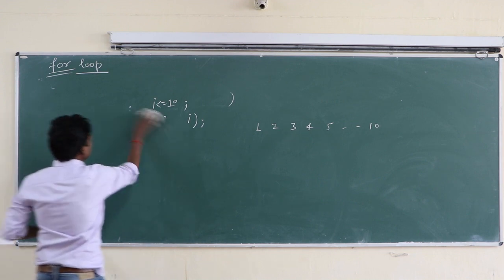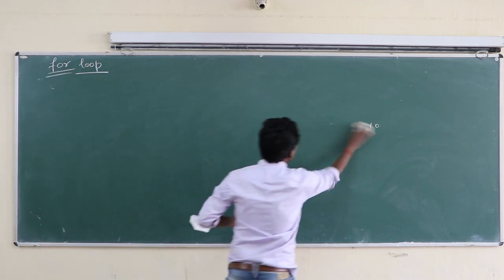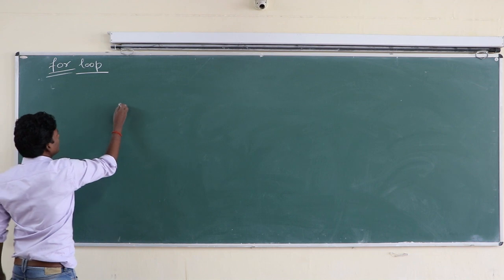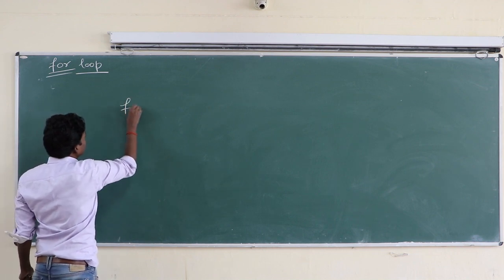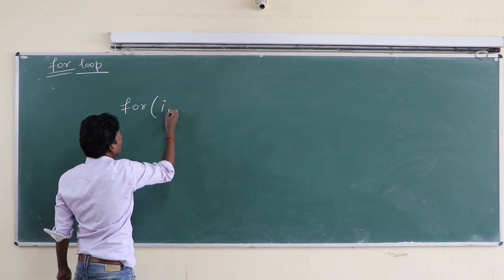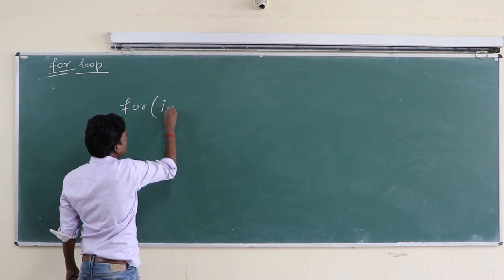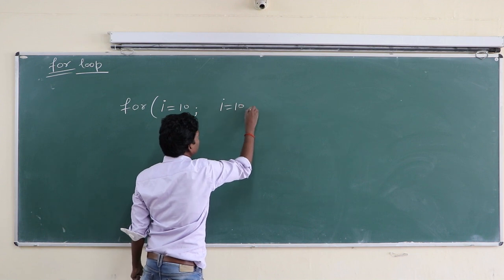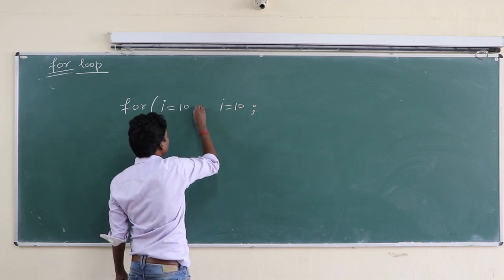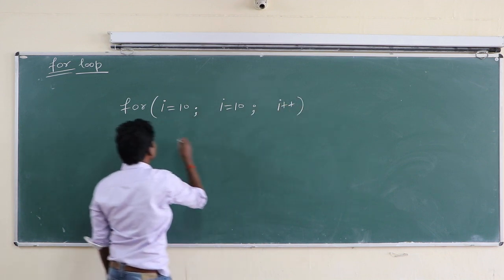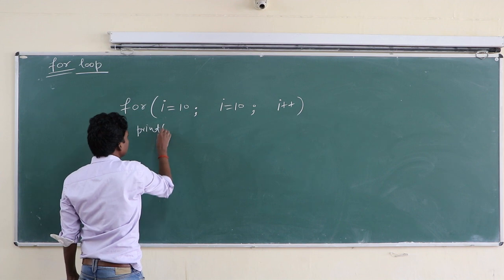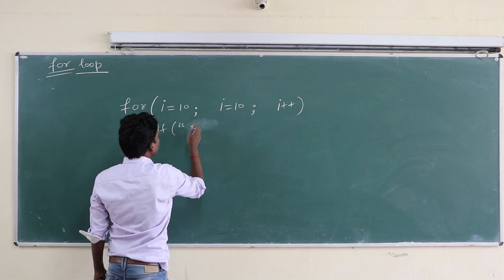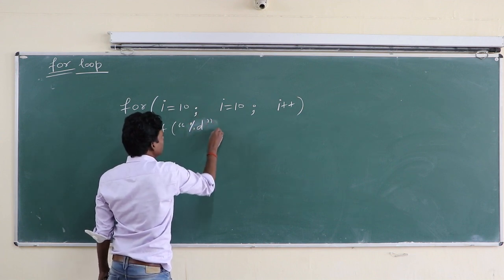Now class, we can write for I equal to 10, I equal to 10, I plus plus, and you write printf, sorry, printf %d I.